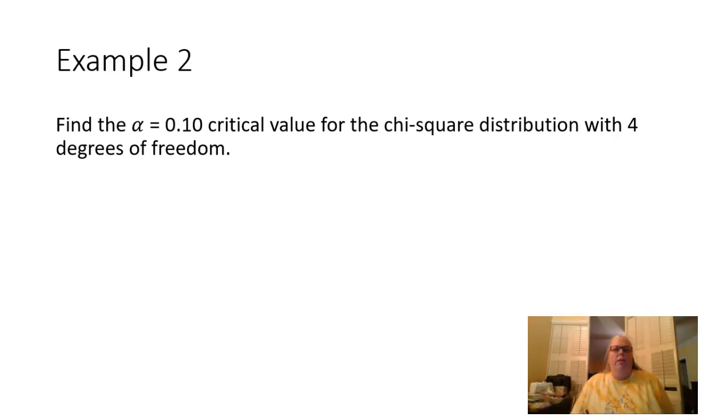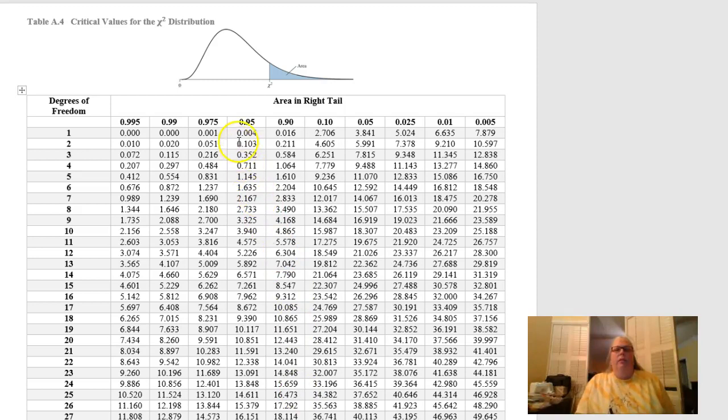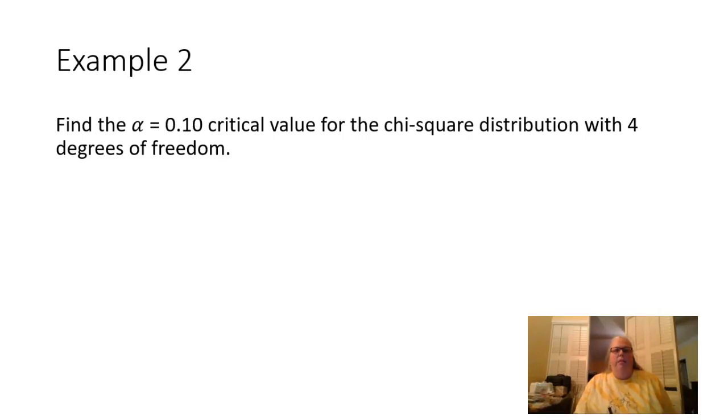Example 2. Find the alpha equals 0.10 critical value for the chi-square distribution with 4 degrees of freedom. Once again, we'll pull up table A4. We're going to look under column 0.10 and on line 4 for the 4 degrees of freedom. Column 0.10 down to line 4, that's going to bring us our critical value right here, 7.779.